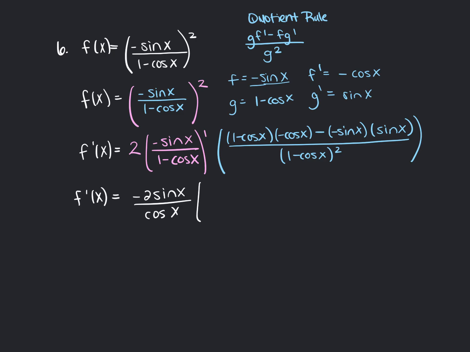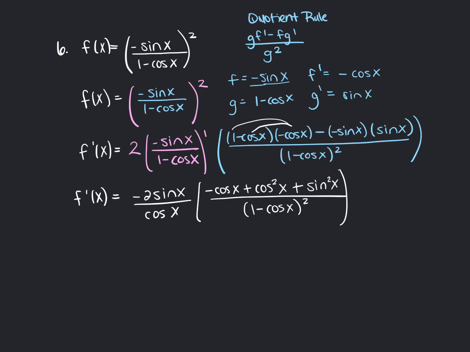Then in the numerator, I've got to clean up. So 1 times negative cosine x is negative cosine x. Negative cosine x times negative cosine x is positive cosine squared x. Minus a negative sine x times a negative sine x is going to be plus sine squared x. And all of that's over 1 minus cosine x squared. Okay? Oh, this is over 1 minus cosine x. I wrote that down wrong. I'm sorry. Okay. So now cosine squared x plus sine squared x is equal to 1.